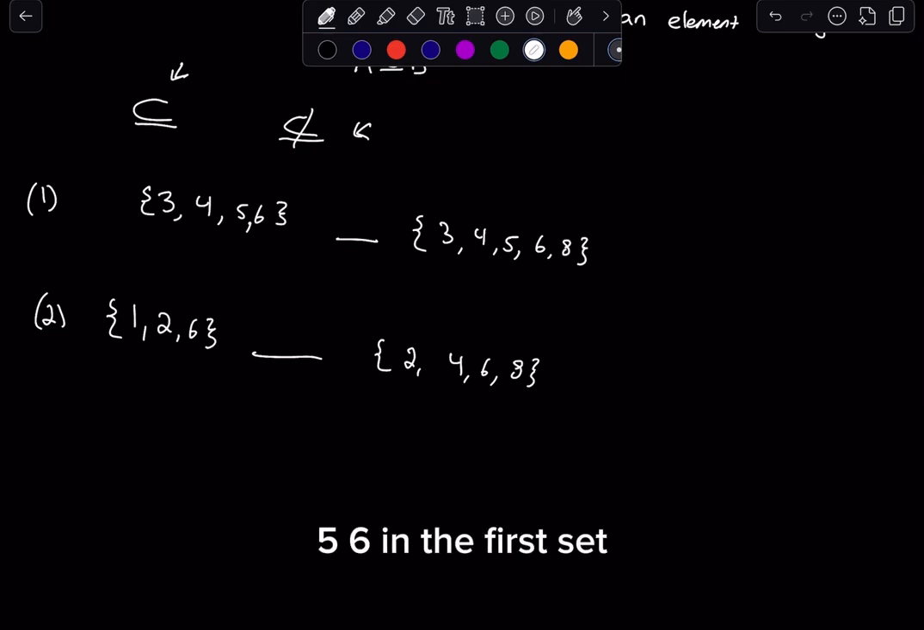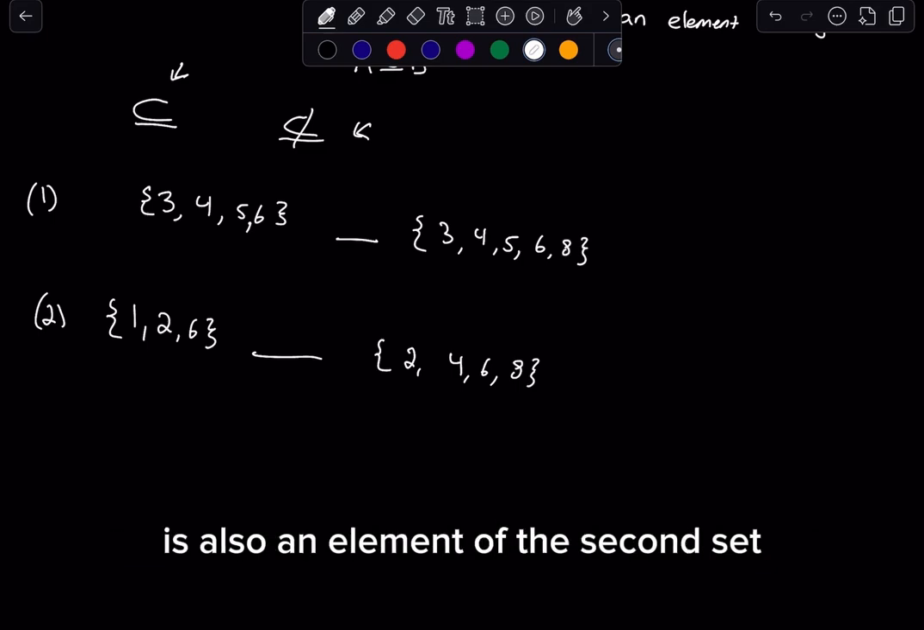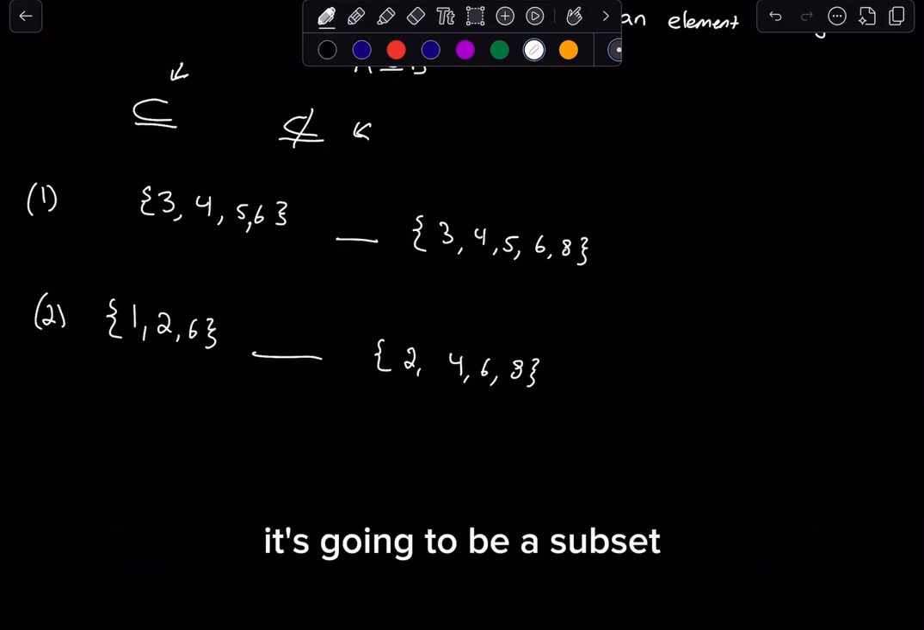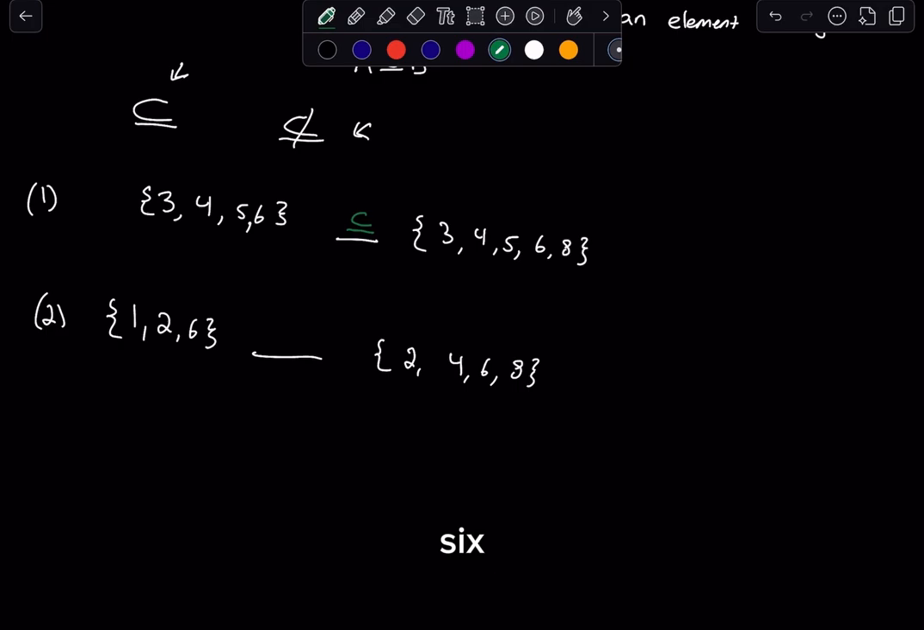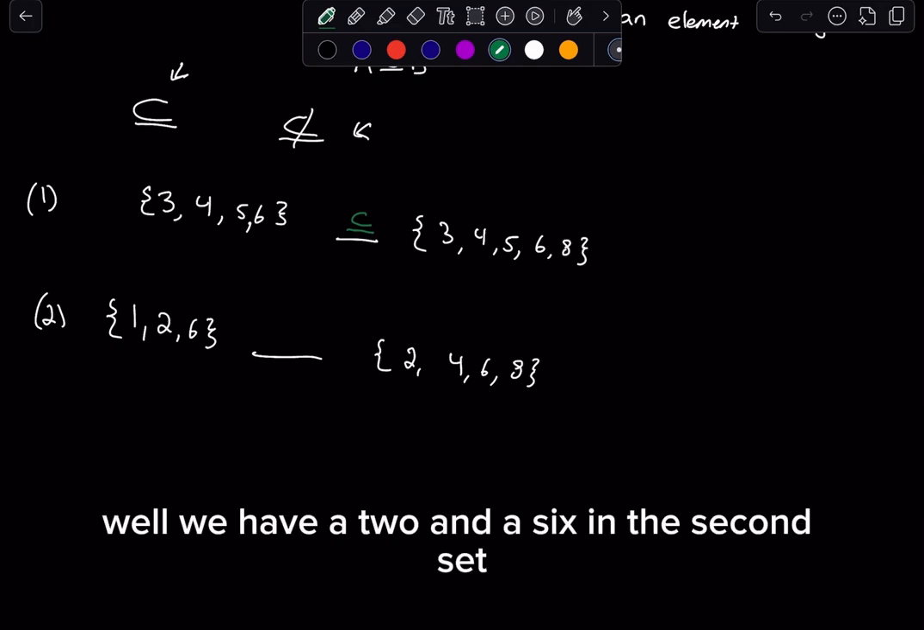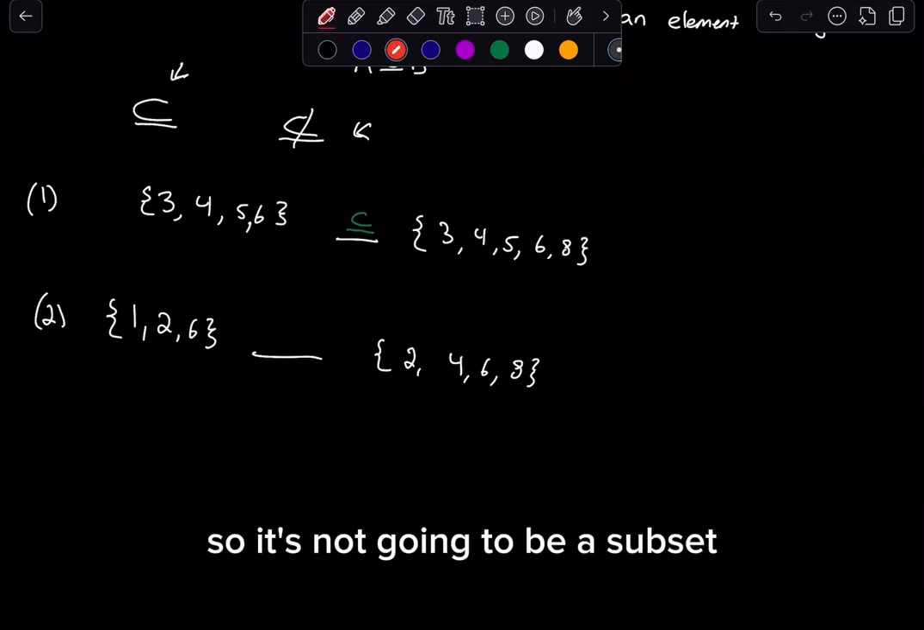We have 3, 4, 5, 6 in the first set, and 3, 4, 5, 6, 8 in the second set. Now, because every element of the first set is also an element of the second set, it's going to be a subset. Now, let's look at the second example. We have 1, 2, 6. In the second one, we have 2, 4, 6, 8. Well, we have a 2 and a 6 in the second set, but not a 1. So it's not going to be a subset.